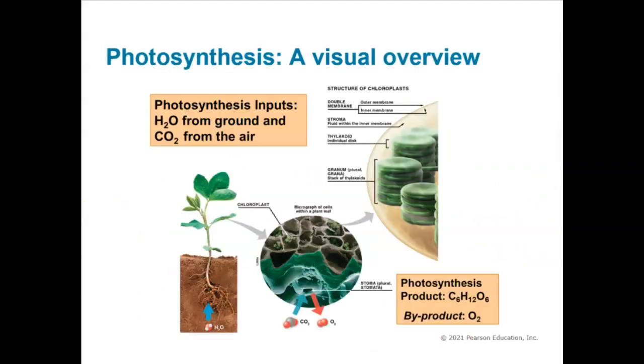This here is just a visual overview. So the water that's used in photosynthesis is going to come from the ground, and CO2 that's used in photosynthesis is going to come from the air. The main product of photosynthesis is C6H12O6, which is glucose, and then a byproduct of photosynthesis is going to be oxygen that you and I breathe.